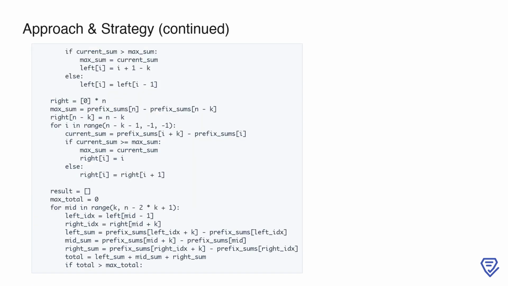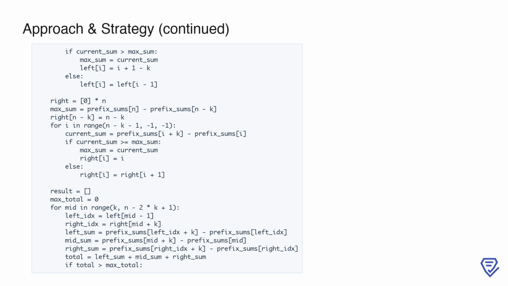To implement the solution, we begin by calculating prefix sums to simplify subarray sum calculations. For the left subarray, we initialize a sliding window to calculate sums from left to right, updating the maximum sum and the corresponding starting index as we go. We store the best subarray starting index for each position in an array. Similarly, for the right subarray, we iterate from right to left, tracking the maximum sum and the best starting index for each position.